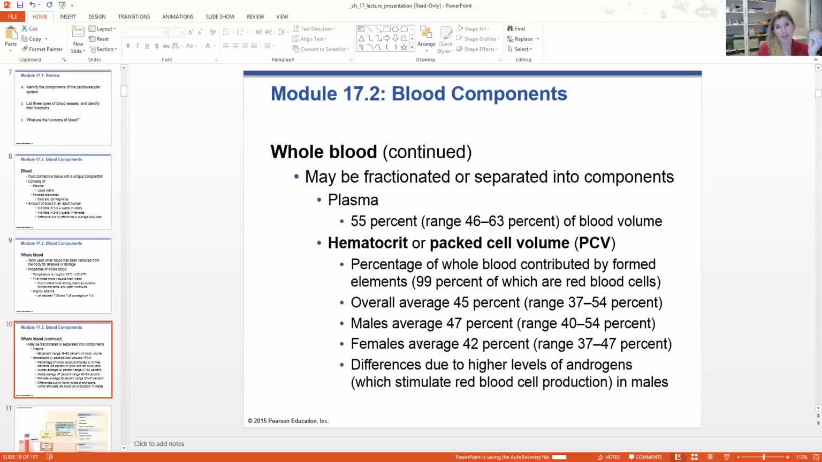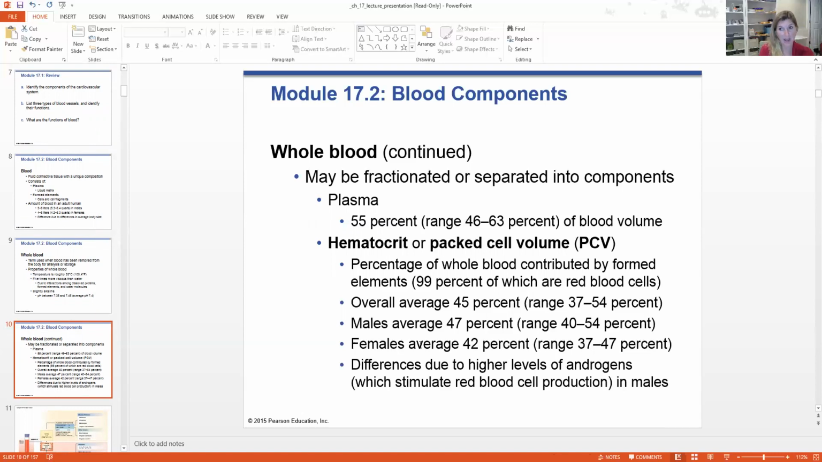The whole blood can then be fractionated or separated, and this is something that is done in a lab. So when you go to the Red Cross and you donate your blood, they're taking whole blood, and then from there it can be fractionated or separated into the plasma and the formed elements. So the plasma is the liquid portion.